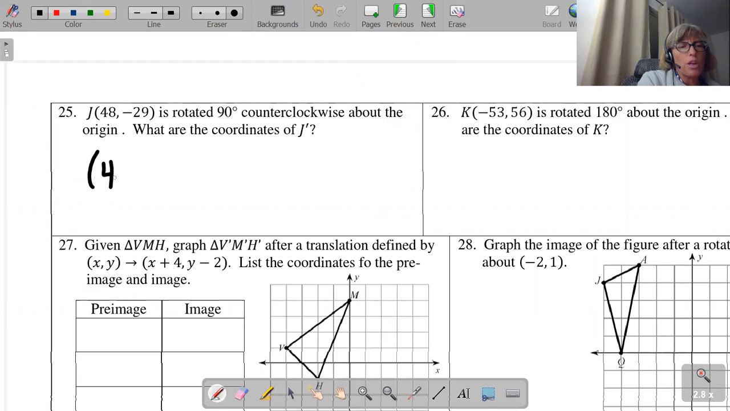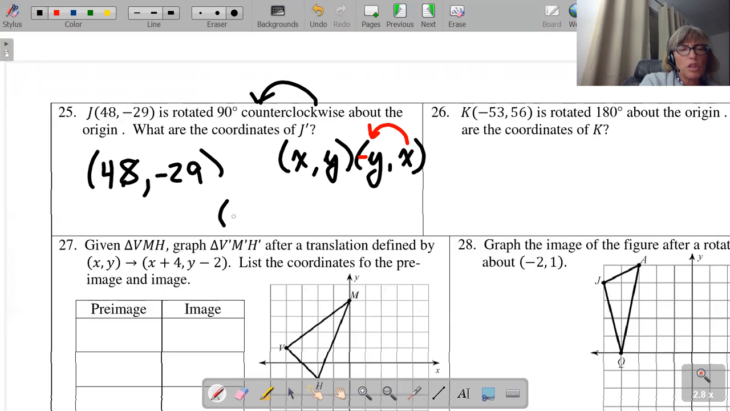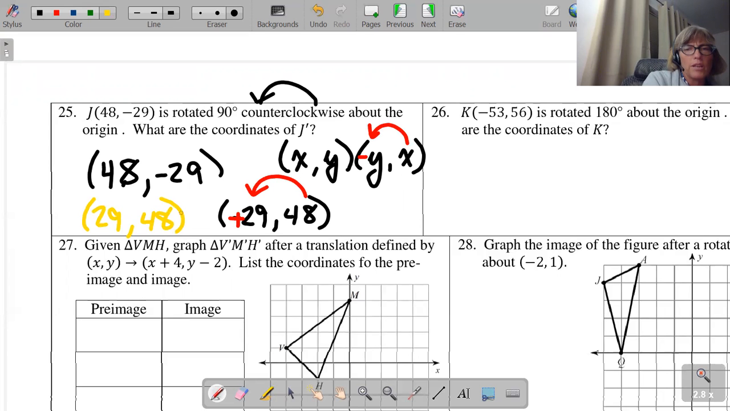If we have 48 and -29 and we're rotating counterclockwise, what's that? To rotate 90 counterclockwise, you switch the order and you're flipping to the left. So first I switch the order, and then I draw a counterclockwise arrow, and I flip that sign. So my 90 degrees counterclockwise rotation is going to be 29, 48.